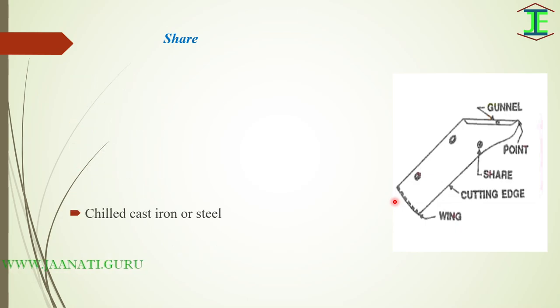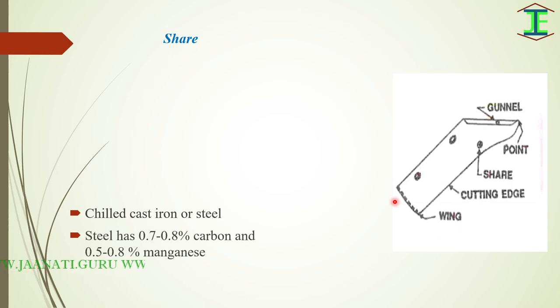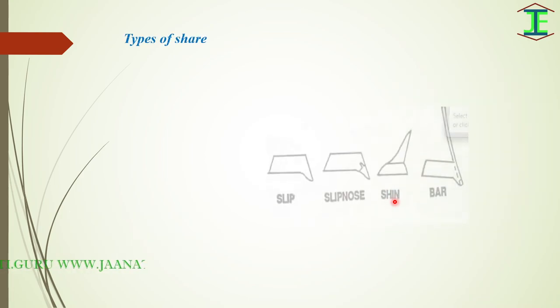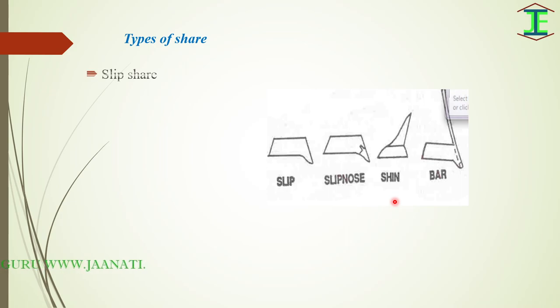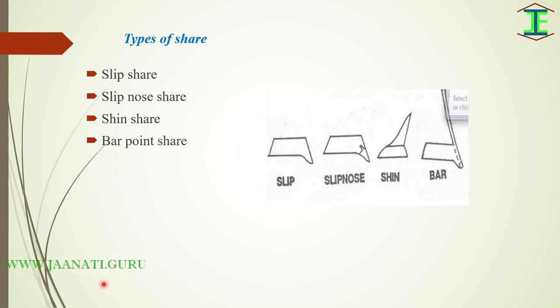And this share is made up of chilled cast iron or steel. If it is made up of steel, it has 0.7 to 0.8% of carbon and 0.5 to 0.8% of manganese. Types of shares. There are four types of shares, that is slip share, slip nose share, shin share and bar point share.